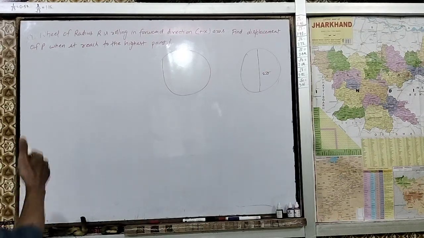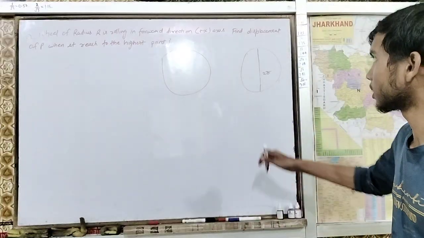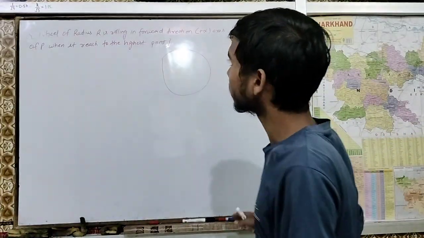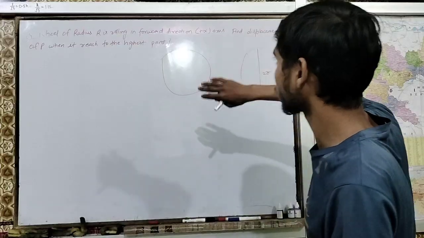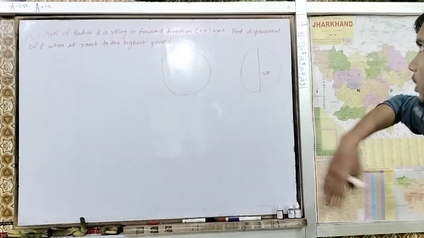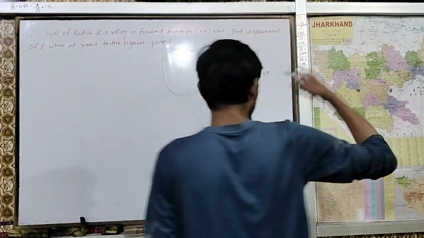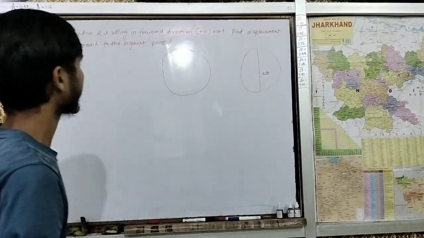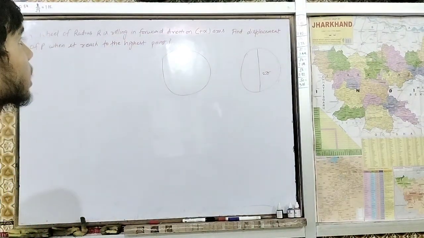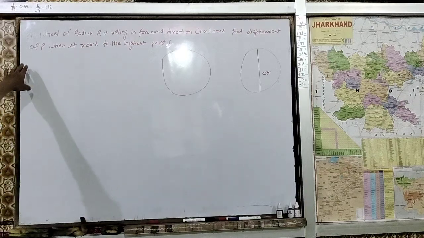Look at a wheel of radius r. There is a wheel. We will consider these two circles as a wheel. So the wheel of radius r is rolling. It is rolling in forward direction, in positive axis, not in negative axis. Okay. Till here we have understood. Next sentence is: find the displacement of P.